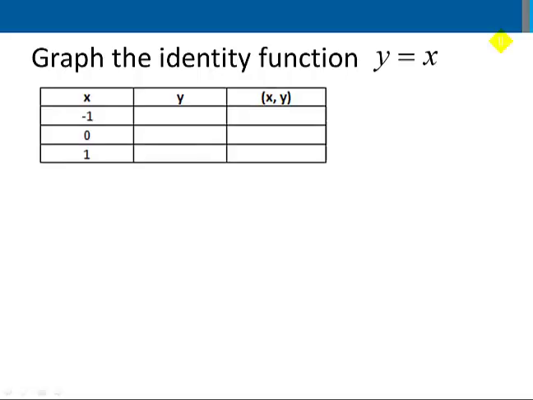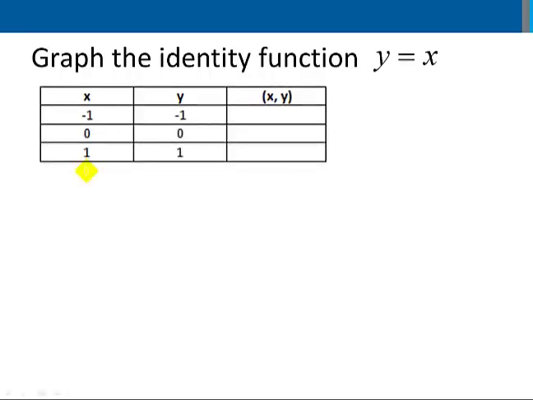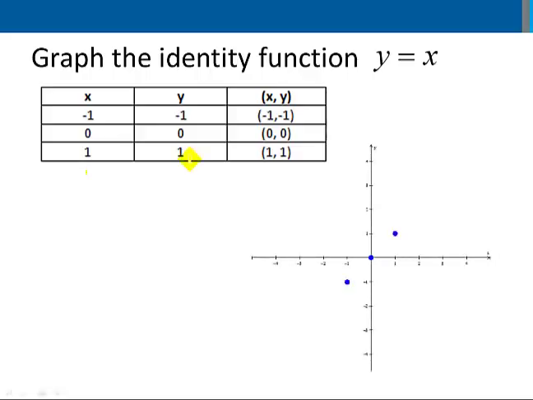The 3 key points include x values of -1, 0, and 1, resulting in y values of -1, 0, and 1, where y equals x, and the corresponding ordered pairs of (-1, -1), (0, 0), and (1, 1). Let's plot these 3 points on our graph. Remember that y equals x is a line, and that completes our first graph.